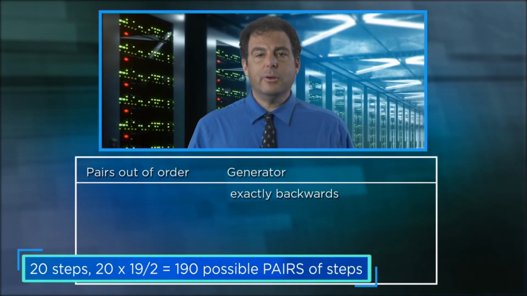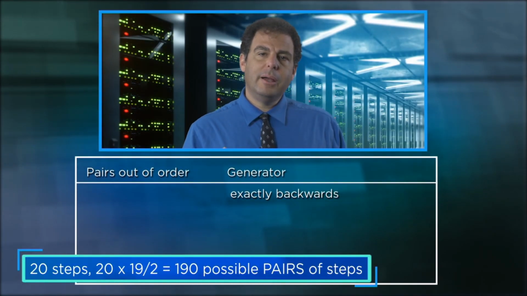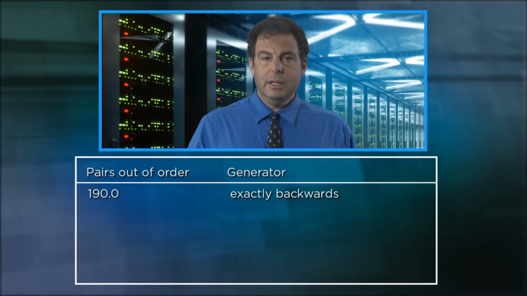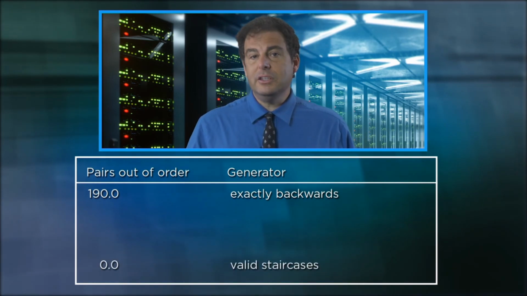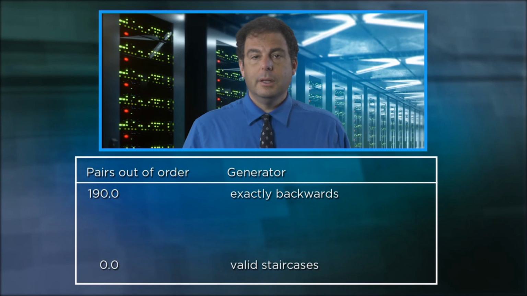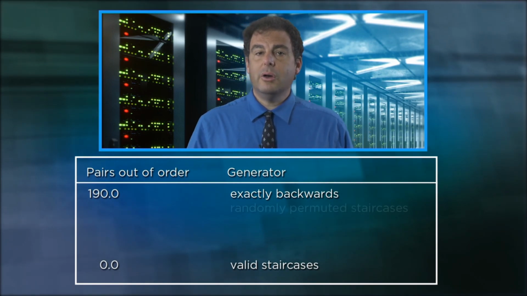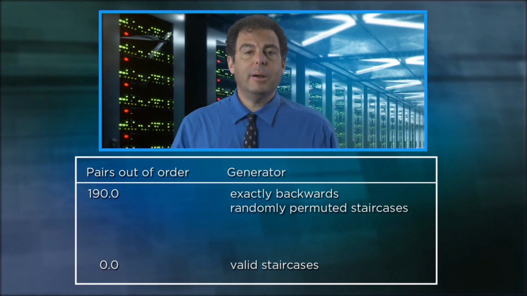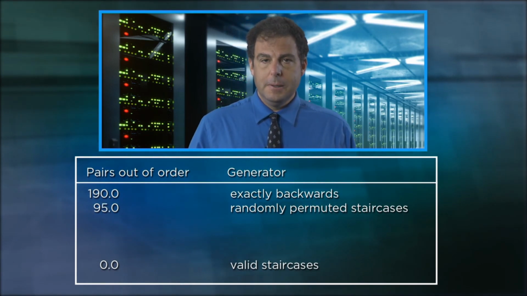One way to measure how close the generated staircases are to being perfectly valid is the number of pairs of steps that are out of order. Since there are 20 steps, there are 20 times 19 divided by 2 equals 190 possible pairs of steps. In a valid staircase, 0 of these pairs are out of order. In a randomly permuted staircase, on average, half the pairs are out of order. That's 190 divided by 2, or 95 pairs.